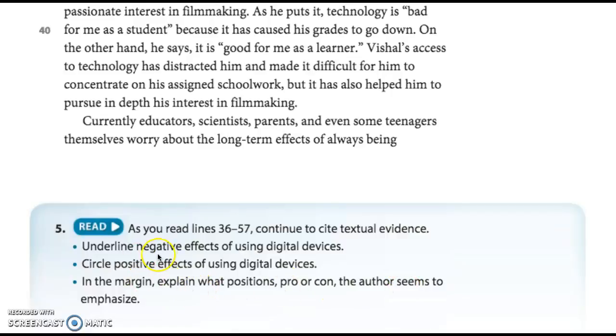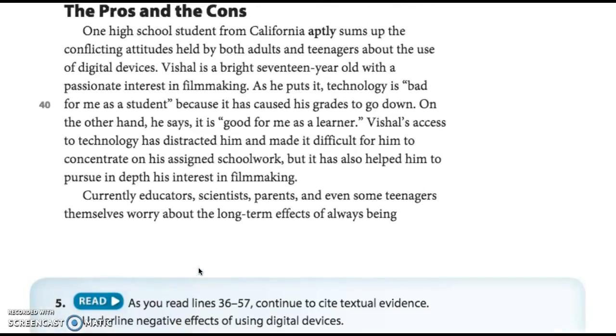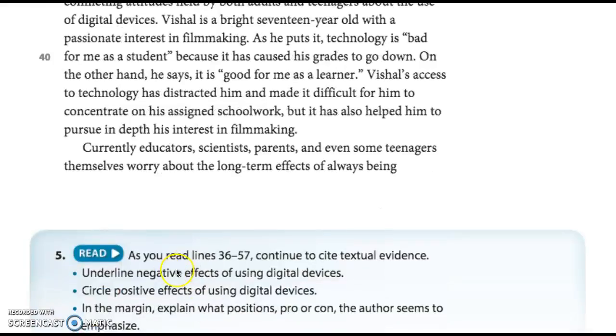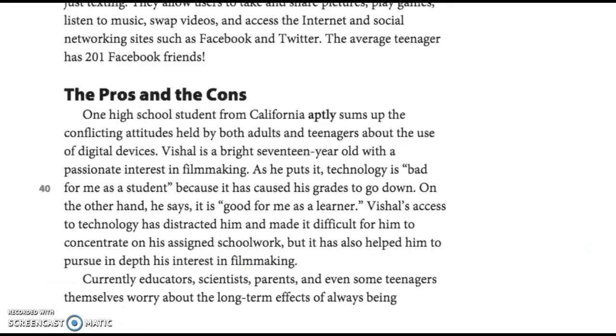So right now, I want you to actually underline the words negative effect, or if you're going to highlight it in a certain color, highlight the word negative effects. And then I want you to circle positive effects, or if you're going to highlight this in a different color, highlight the words positive effects in a different color. Now, let's go ahead and start with this reading. Keeping in mind, we're looking for negative effects and positive effects of using digital devices. The pros and the cons.